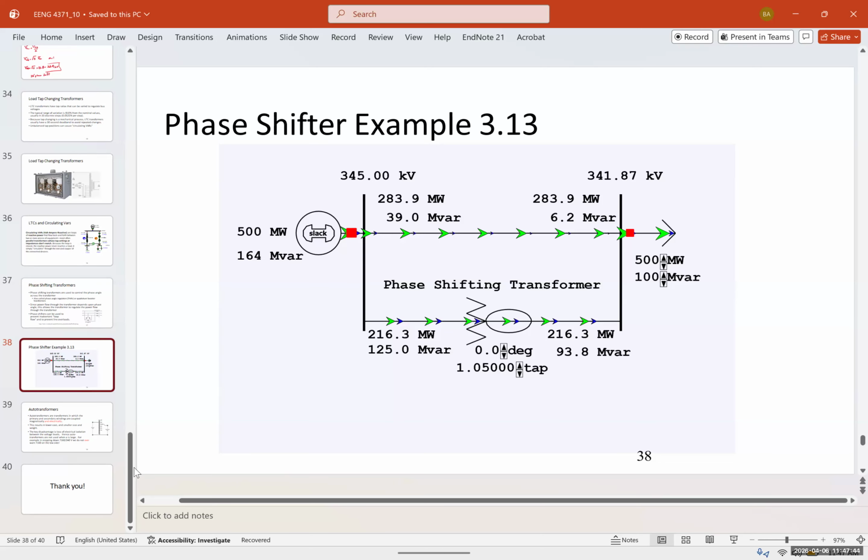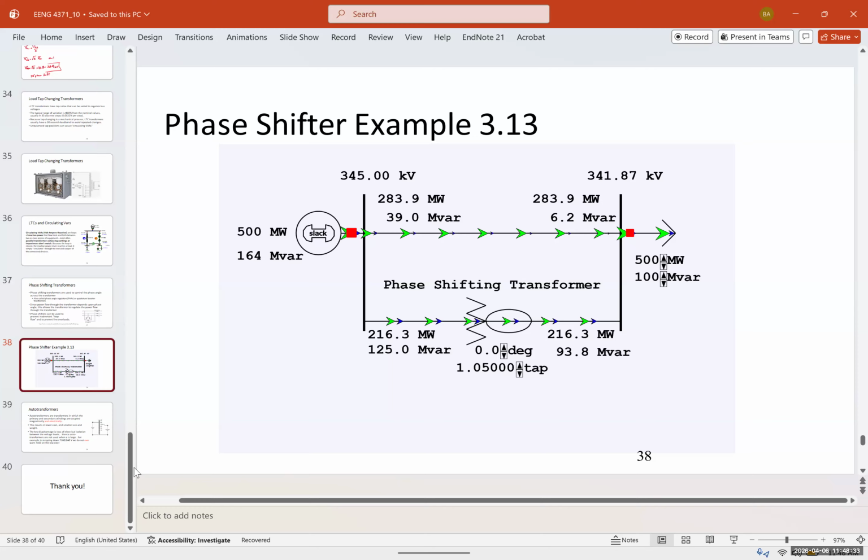Now, this example shows a phase shifter graph in a real-world transmission system. On the left, we have a 500 megawatt, 164 megavolt amp reactive generator. And on the right side, you have the load, which is 500 megawatts, but now it's 100 megavolt amp reactive. And in the middle, we see the transmission. You can see that the power injected to bus 1 connected between those two is 283.9 megawatts, but 39 megavolt amp reactive. And on the other side, we have 283.9 with 6.2 megavolt amp reactive. So we reduce that from 39 to 6.2.